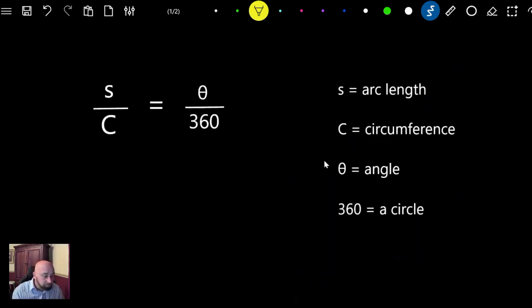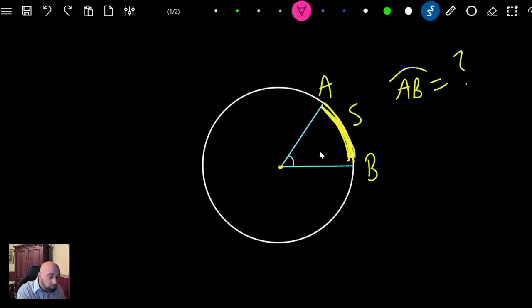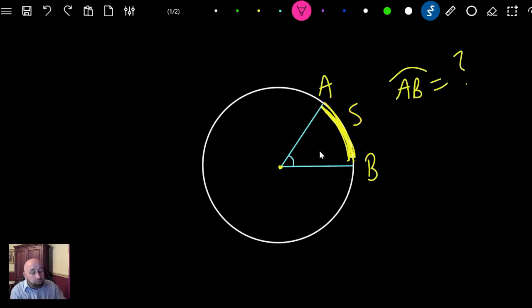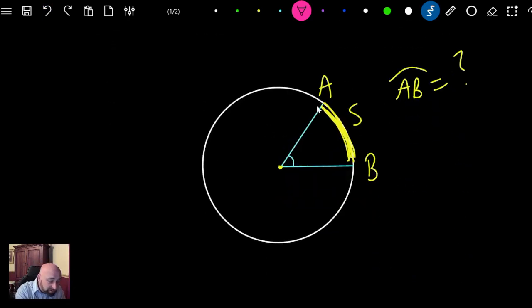The formula says that it is related to the circumference of the circle. What does that mean? It's related to the entire distance all the way around the circle. So this piece right here is related to the whole circle. And theta, this is theta right here. Your arc right here is subtended by your theta, and this angle is related to the entire angle of the circle, the 360.